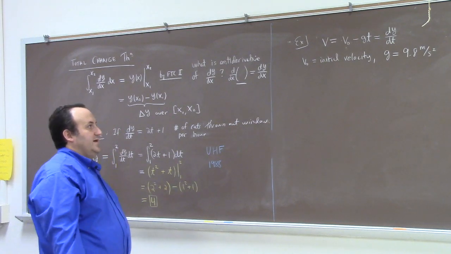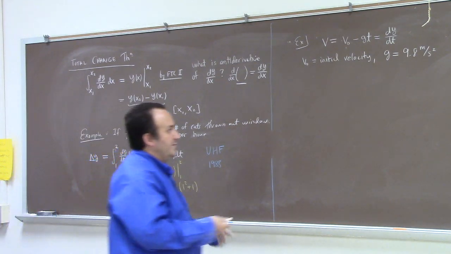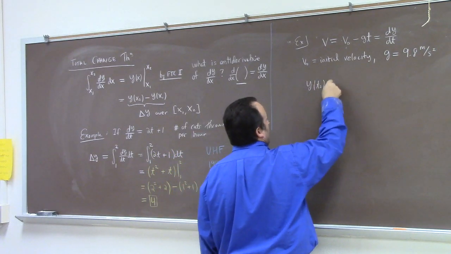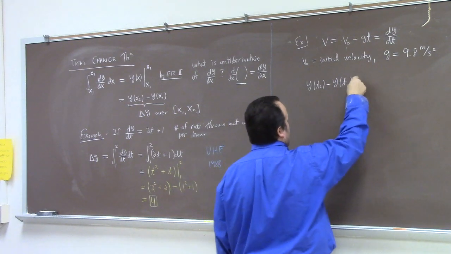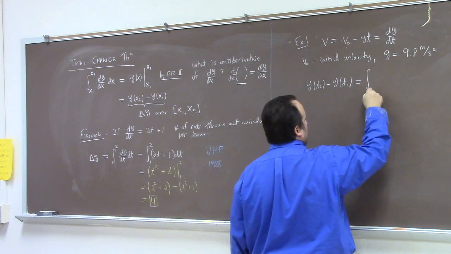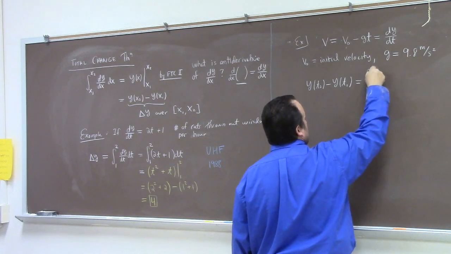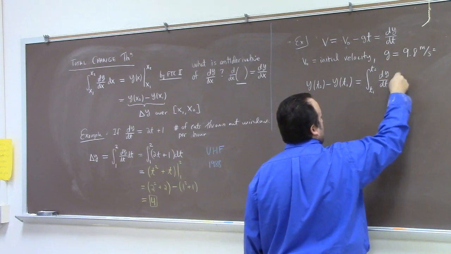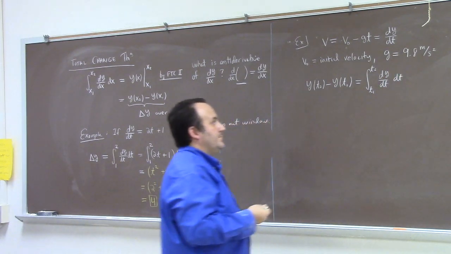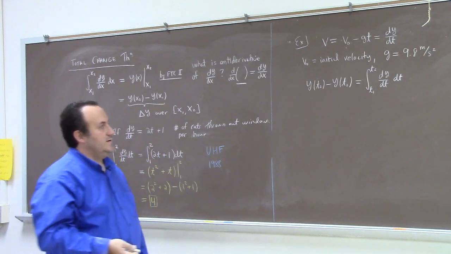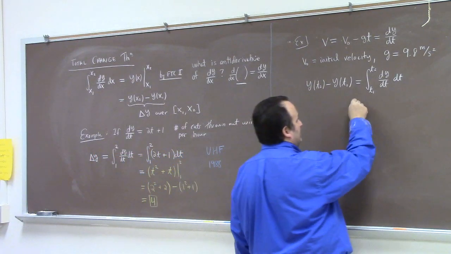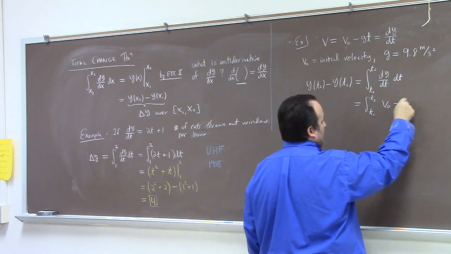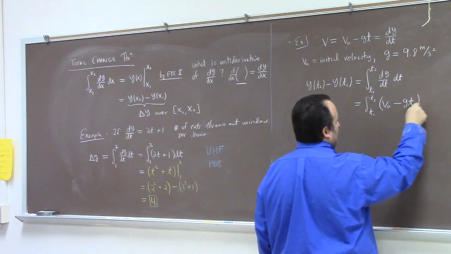If I want to calculate how far you go from time 1 to time 2, I can say y of t2 minus y of t1, which you could also call the change in y. Well, that's the integral from t1 to t2 of dy dt dt. But we know that dy dt is given as v naught minus gt. So you guys can do that integration.